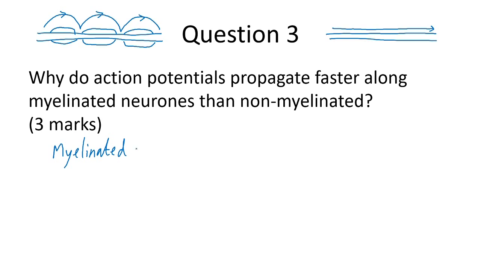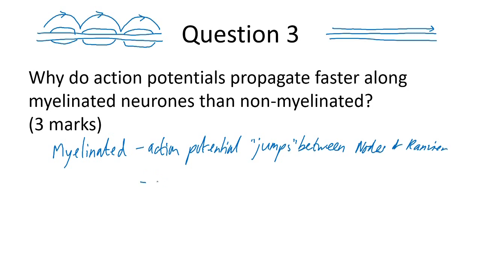So we would explicitly state that in the myelinated neuron, the action potential jumps between nodes of Ranvier. And it's always important when you've got a concept like this to mention the name of that concept. So give yourself another mark if you said that this is called saltatory conduction.